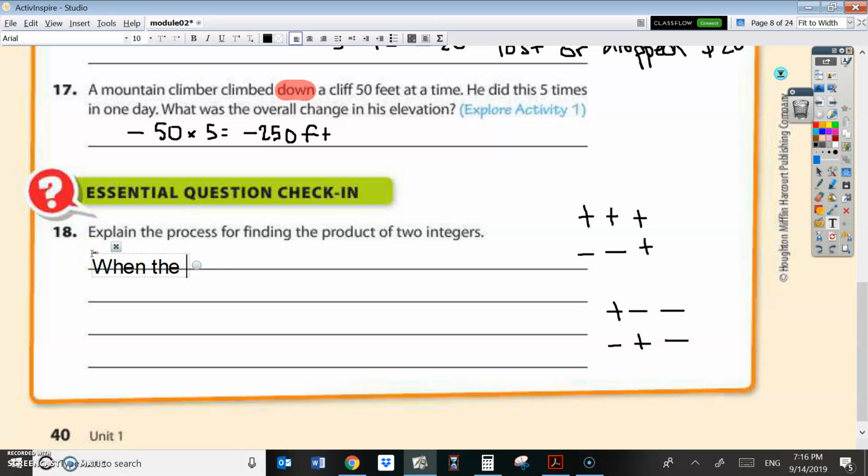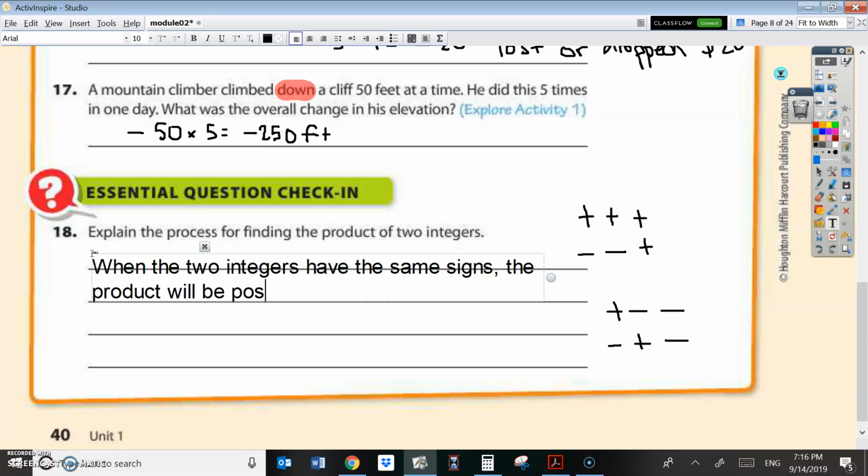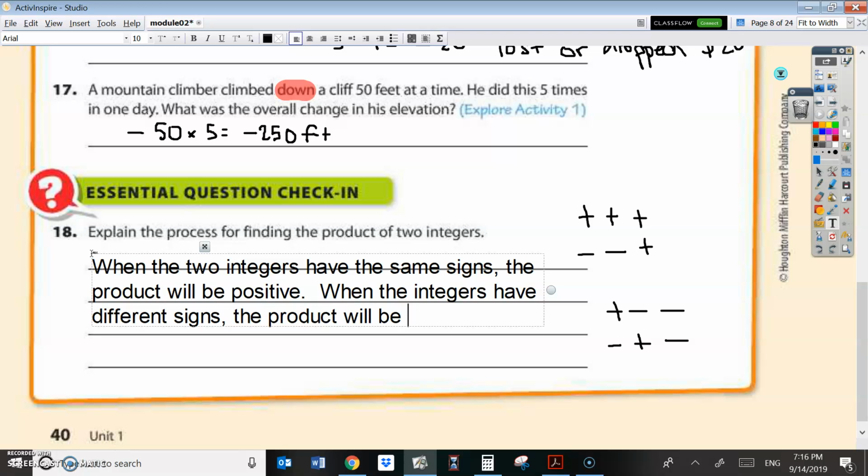When the two integers have the same signs, the product will be positive. When the integers have different signs, the product will be negative.